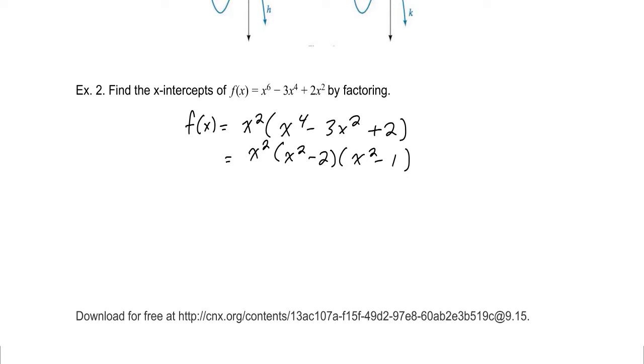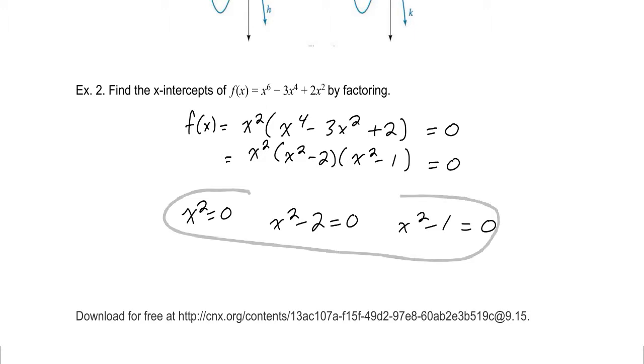Now, finding all of the x-intercepts is where each of these values are 0. So to find out where f of x equals 0, we'll set each of those equal to 0. So x squared equals 0, x squared minus 2 equals 0, x squared minus 1 equals 0. And actually each of those terms factors more, so let's do that first. That will make this a little more clear.